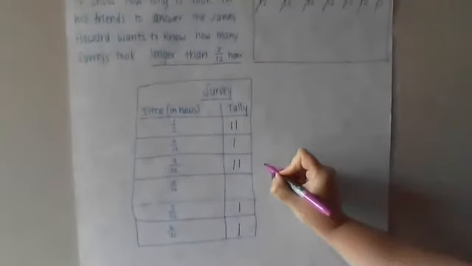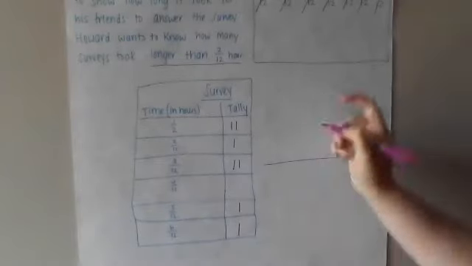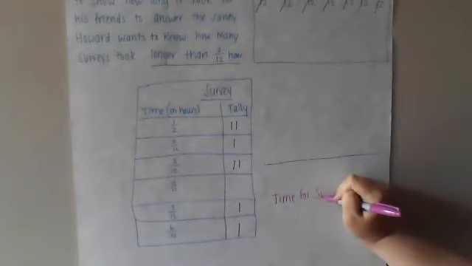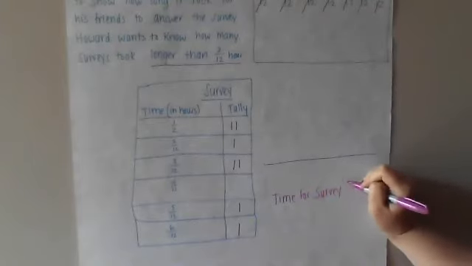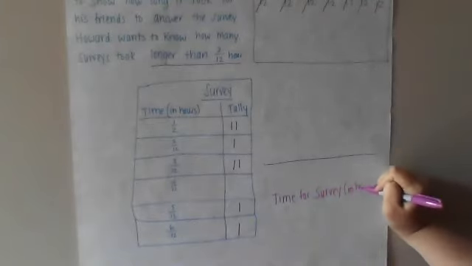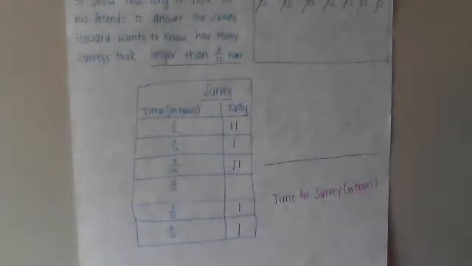Okay, so now that I've organized my data from smallest to largest in a tally chart, I'm ready to create my line plot. So right over here, I'm going to draw my line, okay? At the bottom, I'm going to put the title, and the title that I'm measuring is time for surveys. And I'm going to put in hours so that we know what kind of measurement we're working with. It's time for surveys in hours.